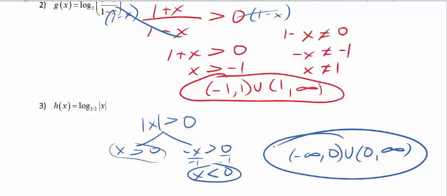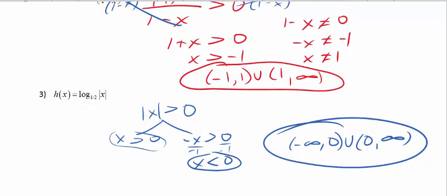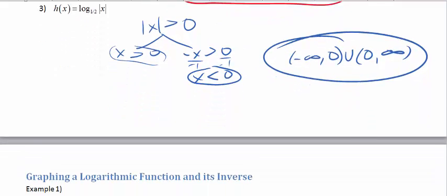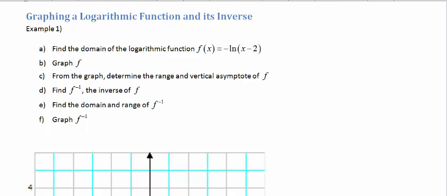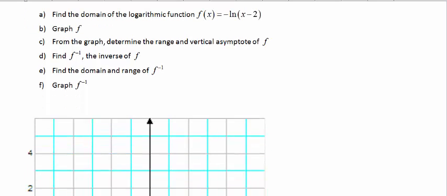So let's start actually graphing these things. Find the domain of the logarithmic function. Graph the function. From the graph, determine the range and the vertical asymptote. Find the inverse. Find the domain and range of the inverse, and graph the inverse. So there are a lot of things going on here. So let's just start at the beginning.